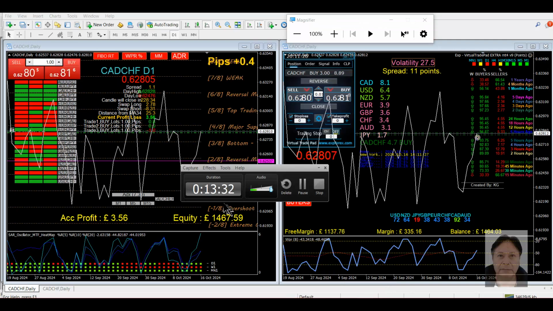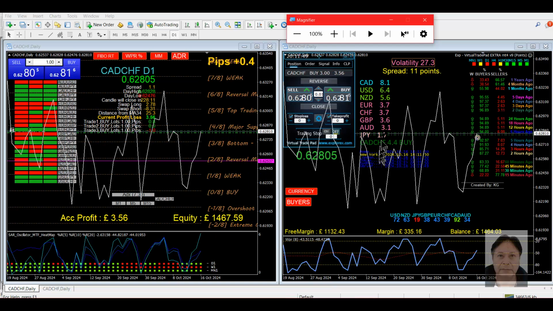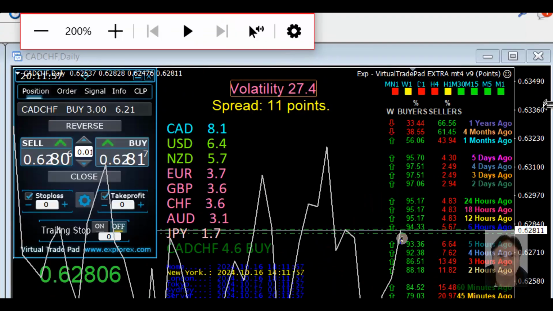Pause it and come back. 13 minutes now we've been trading. And as you can see, as I'm talking, it's gone to minus. But as you know, I would have made that money anyway, because I was just simply talking to you. Yeah, as you can see, the volatility here has gone down to 27, so it's slowing down a bit.